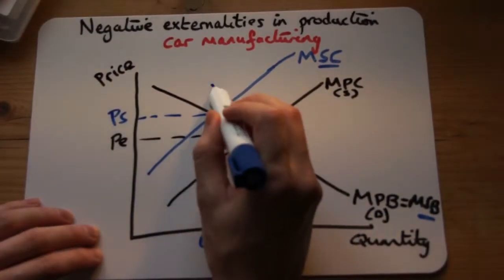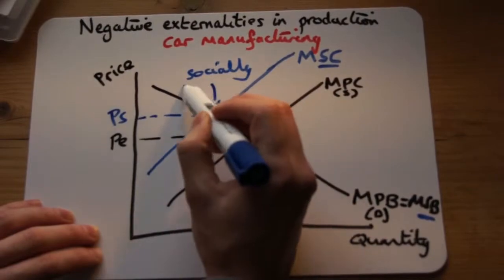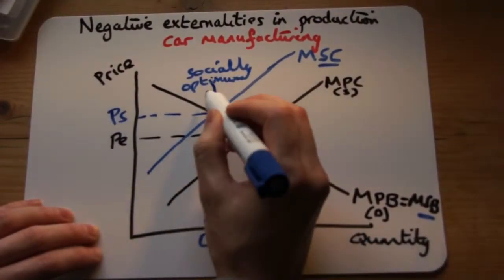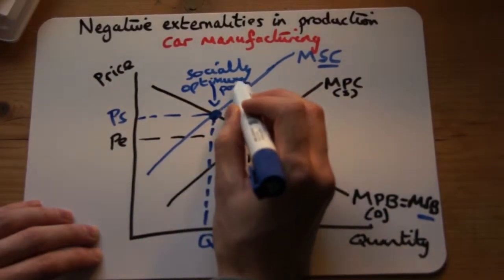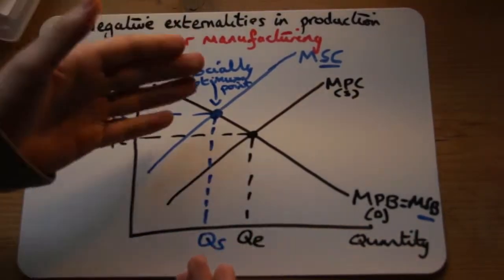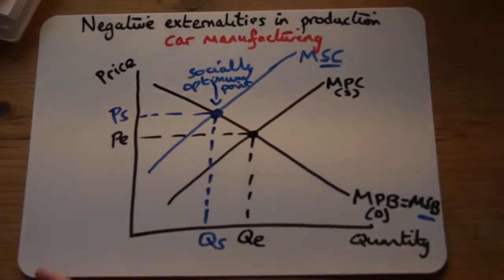So that is the socially optimum point there, where we would produce and we would consume as well, if we understood the negative effects of car manufacturing. So we're not at that point, we're not at the social optimum point. Remember, we are actually at the free market point because we're looking at the market failure.